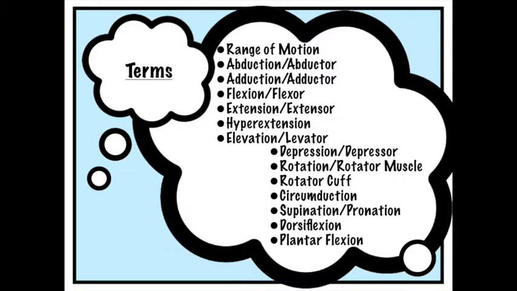Elevation is the act of raising or lifting a body part, such as raising the ribs when breathing in. A levator is a muscle that raises a body part. For example, levator anguli oris raises the corner of the mouth. Anguli means angle, and oris means mouth.